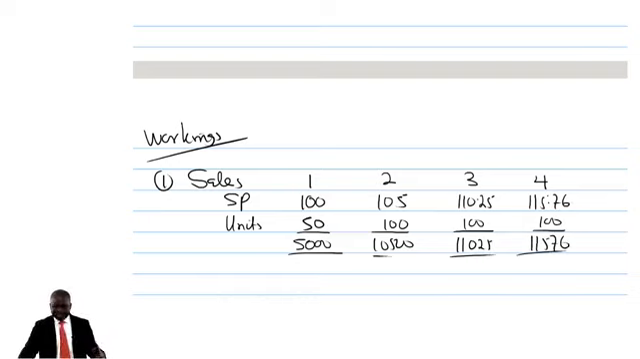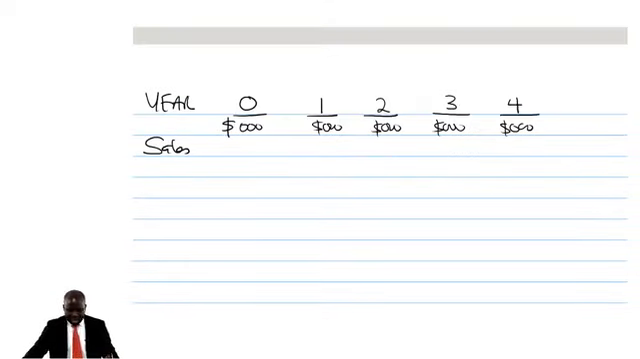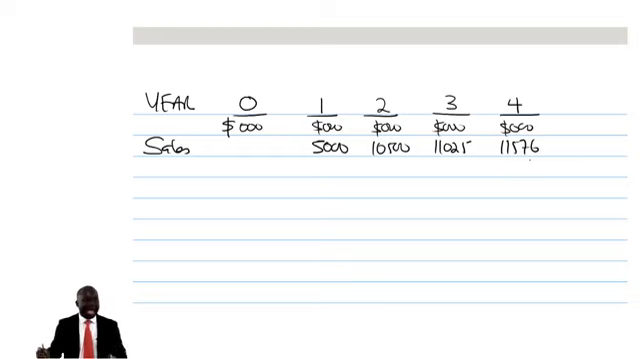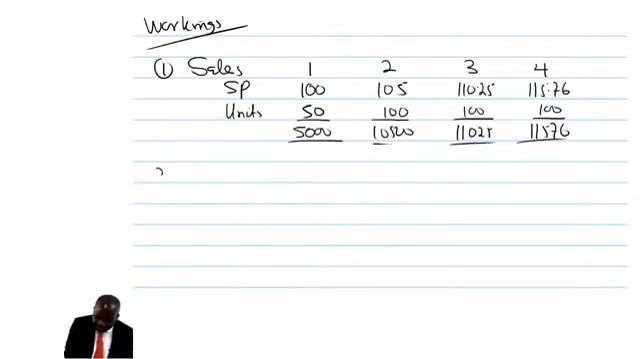I move myself up straight. What are my sales figures? This is 5,000. This is 10,500. This is 11,025. 11,576. I am done with my sales. I go to my variable cost. I go and do the workings and I bring myself up.